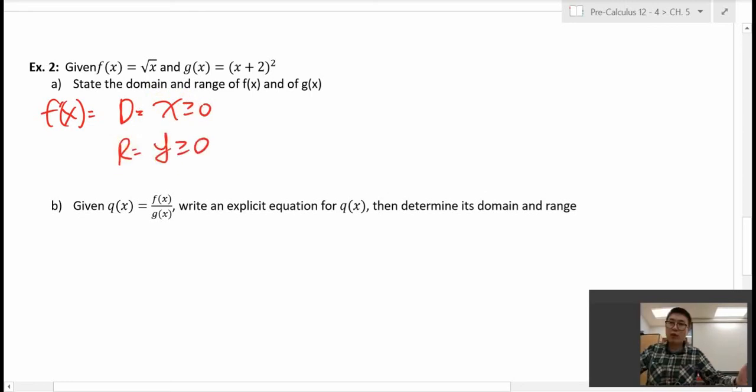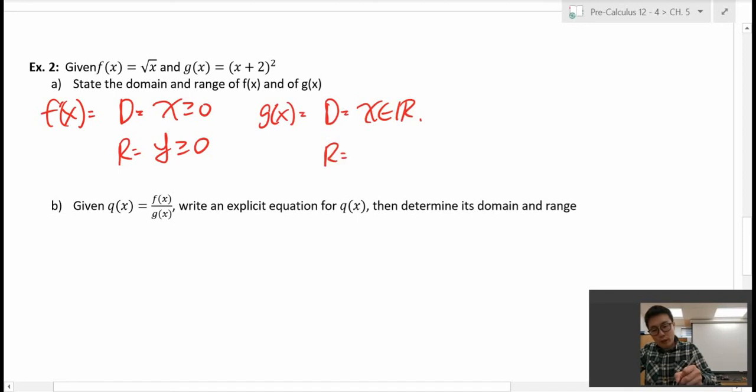Range will also be bigger than or equal to 0, because it's a square root function. G of x, it's a parabola. Domain will be all real numbers. Range, you have to look for the vertex, right?